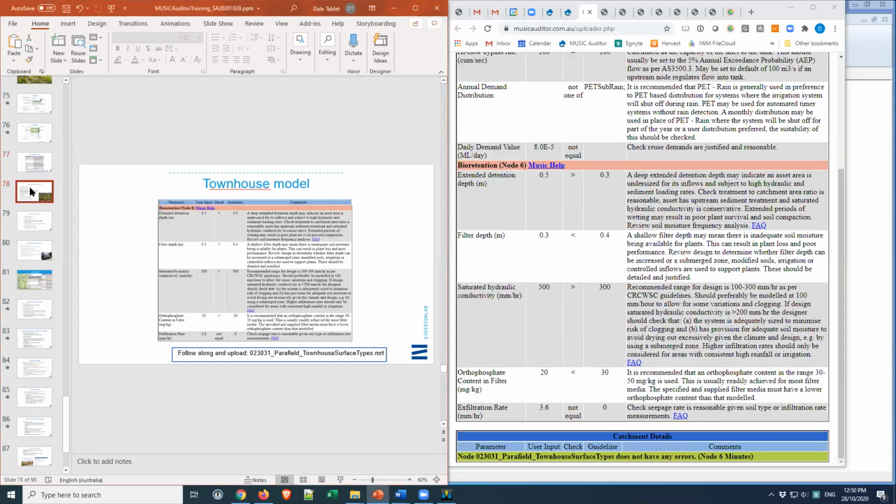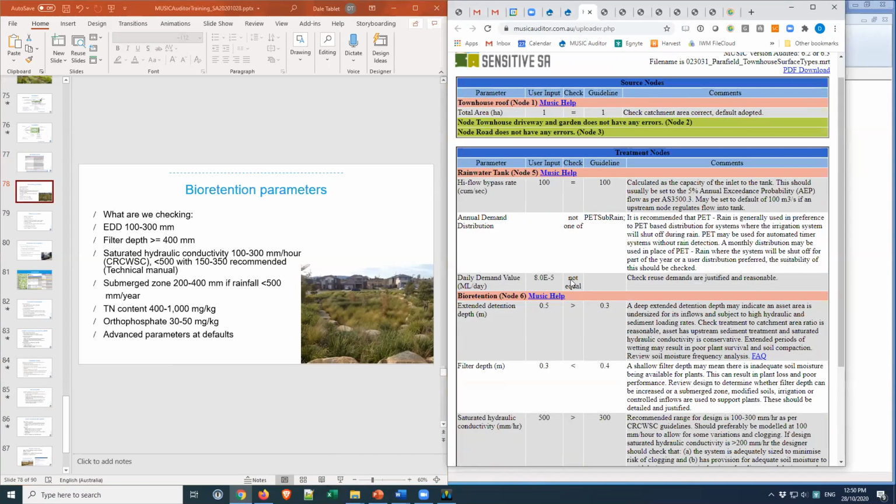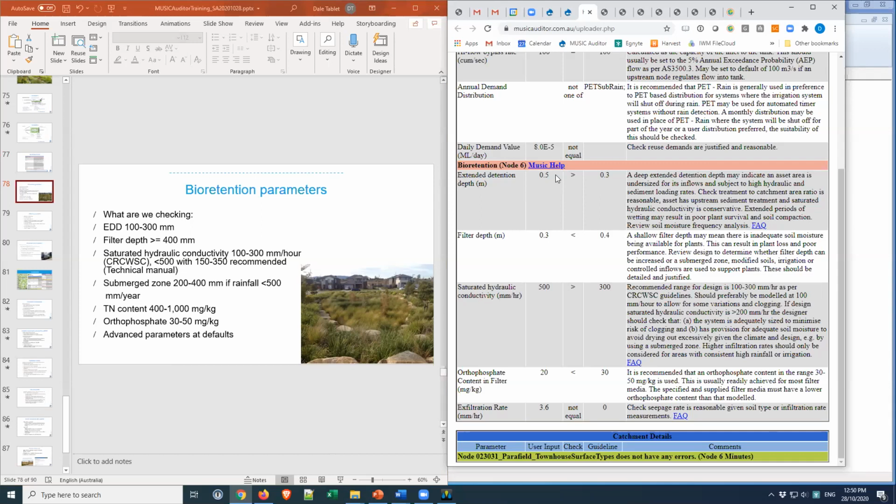So what have we got? Just a reminder of what we're checking. They're the parameters I've just talked through. So what have we got for our bioretention? Our extended detention is quite deep in this case.